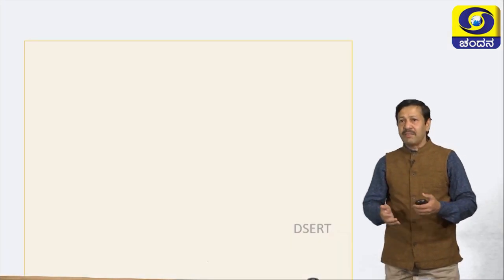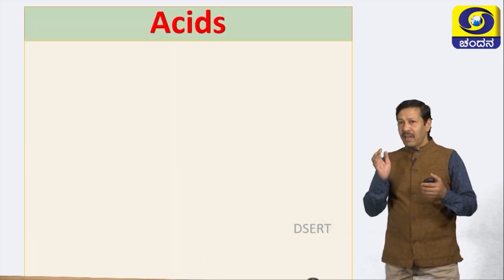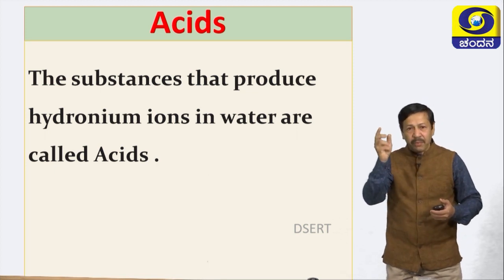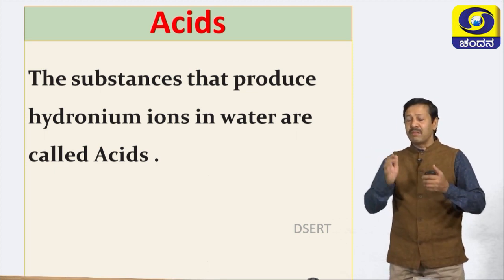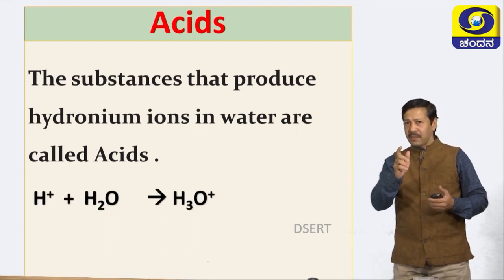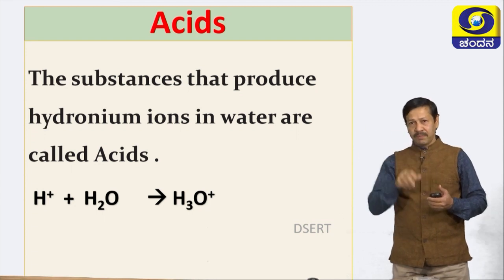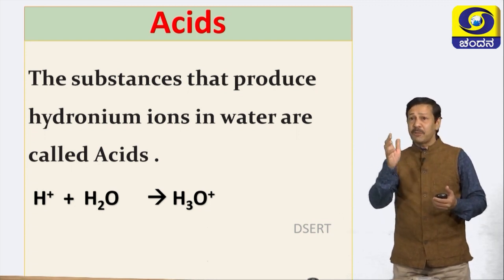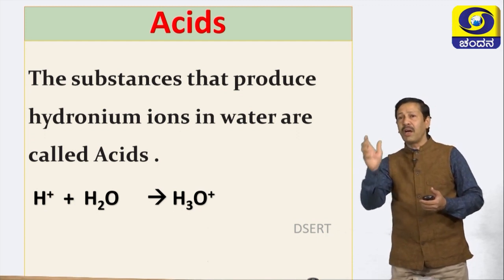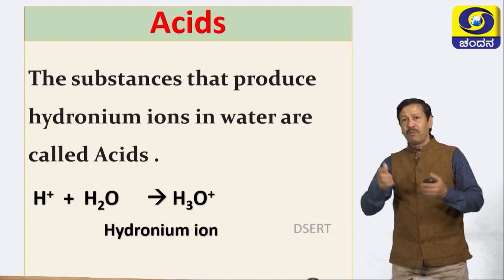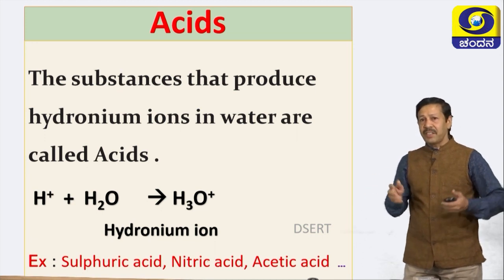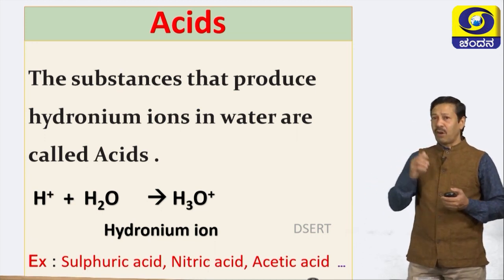Now let us learn one by one, acids. What are acids? The substances that produce hydronium ion in aqueous or water medium are called acids. Example, H plus when added to water, that means acids contain H plus ion. They release H plus ions in water and produce hydronium ion. Examples of acids are hydrochloric acid, nitric acid, acetic acid, sulfuric acid and so on.